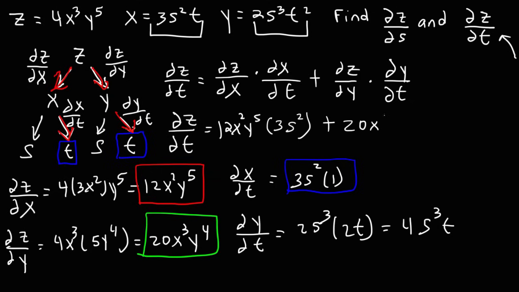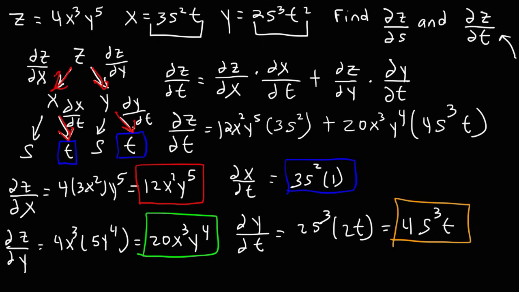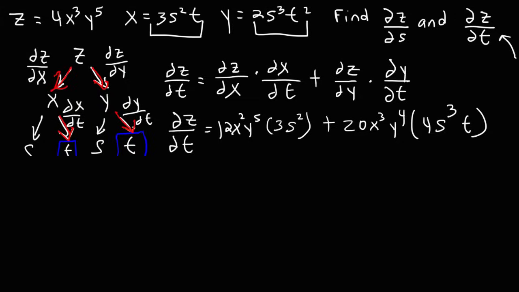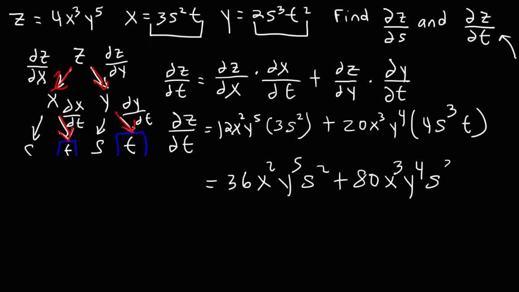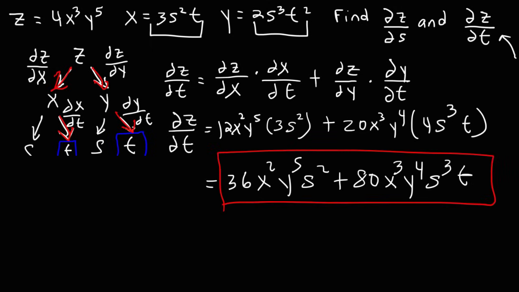So that's 20x cubed y to the 4th. And then the last one, the partial derivative of y with respect to t, that's going to be 4s cubed t. So the final answer is going to be 36x squared y to the 5th times s squared plus 80x cubed y to the 4th s cubed t. So that is the answer for this problem.